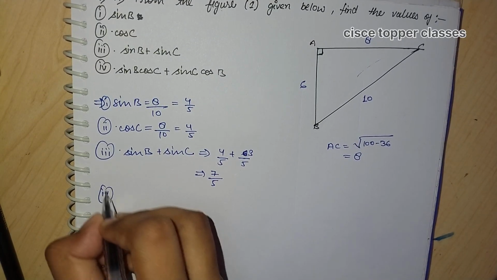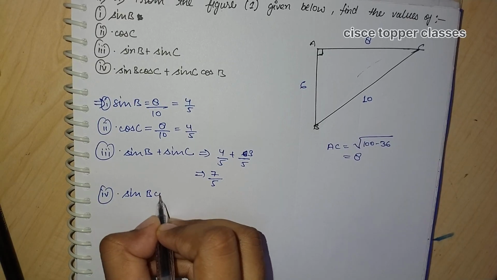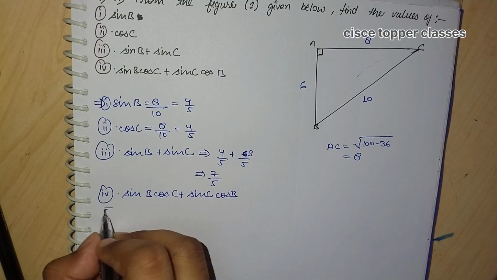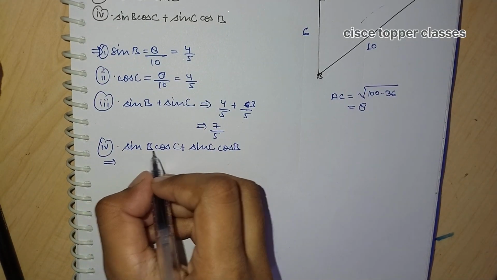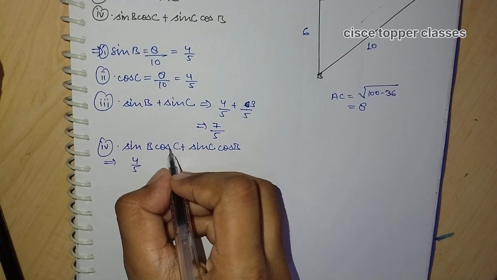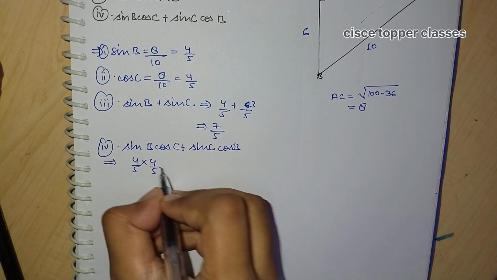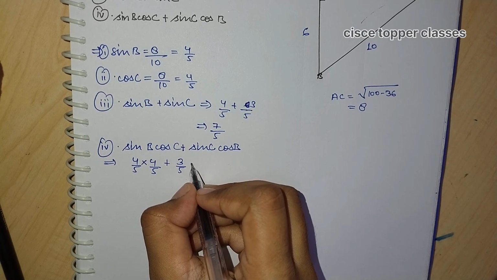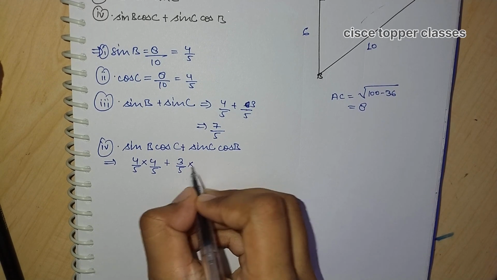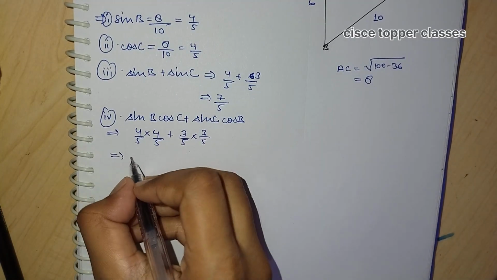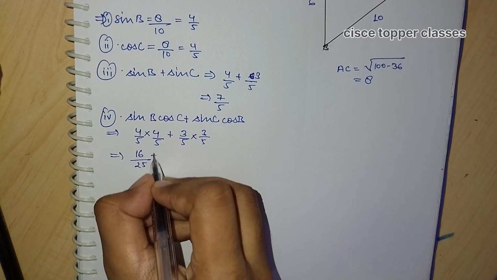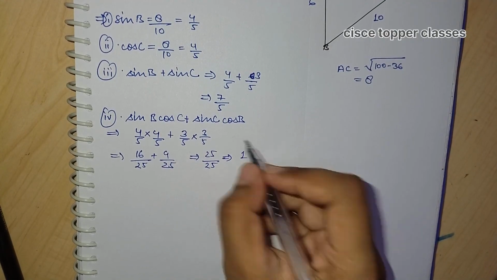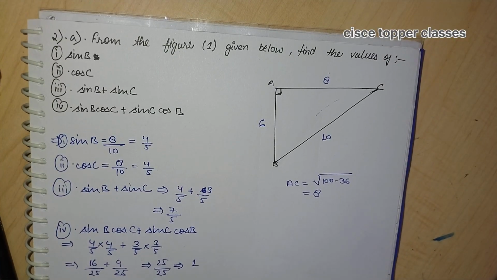The fourth part which we have to find is sin B cos C plus sin C cos B. So we will put all the values. Sin B here is 4 by 5, cos C will be 4 by 5, plus sin C is 3 by 5 and cos B will be base by hypotenuse, so this will be 3 by 5 again. So it will be 16 by 25 plus 9 by 25, means 25 by 25. So this is 1. Final answer is 1, and this is the solution of question number 2, first part.